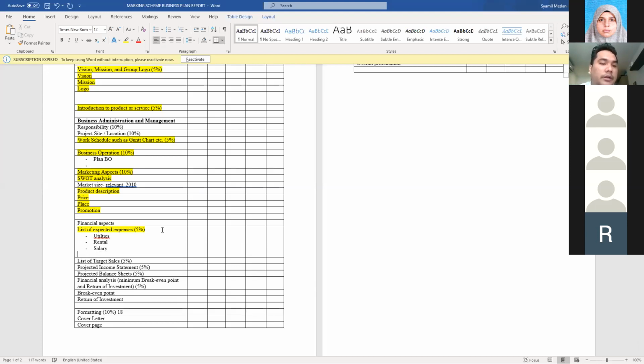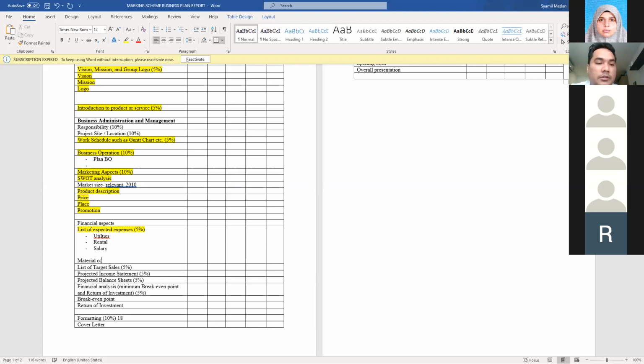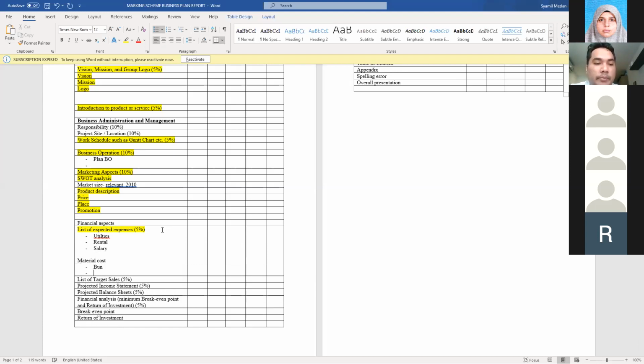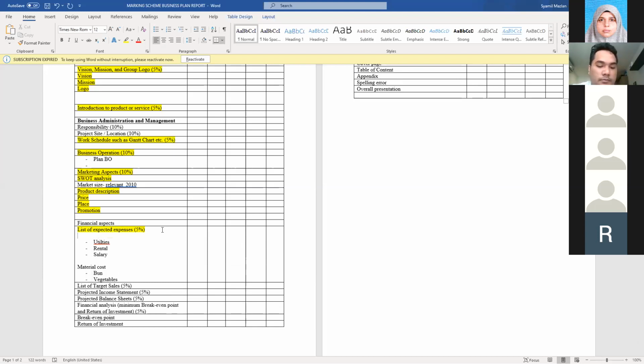And this is for material cost. For example, if you are working with patty burgers, you want to buy buns, you want to buy vegetables. See, this is a fixed expense, and this is a variable expense. Just remember what your fixed expenses are when you are running your business, and what your variable costs are.